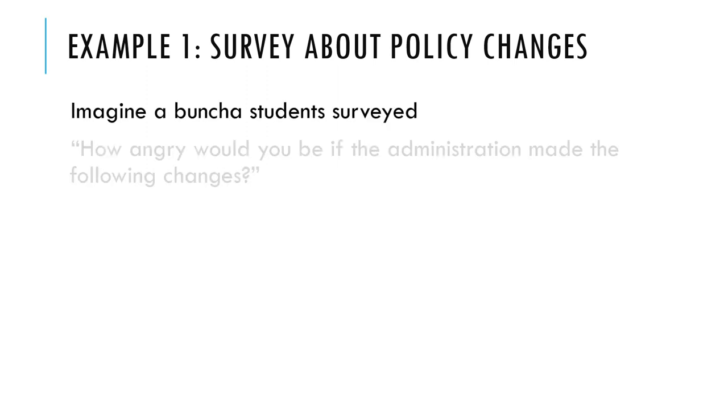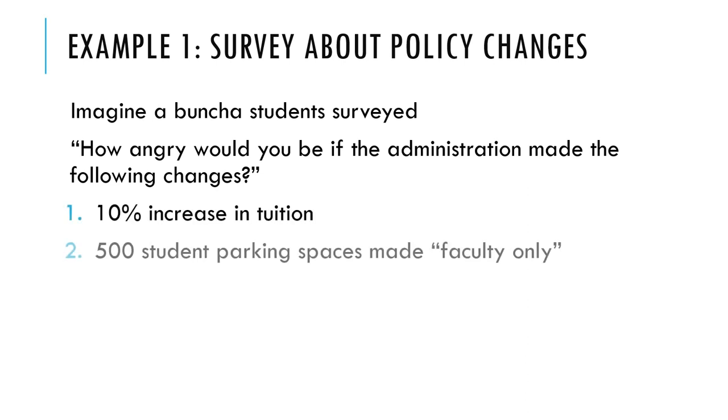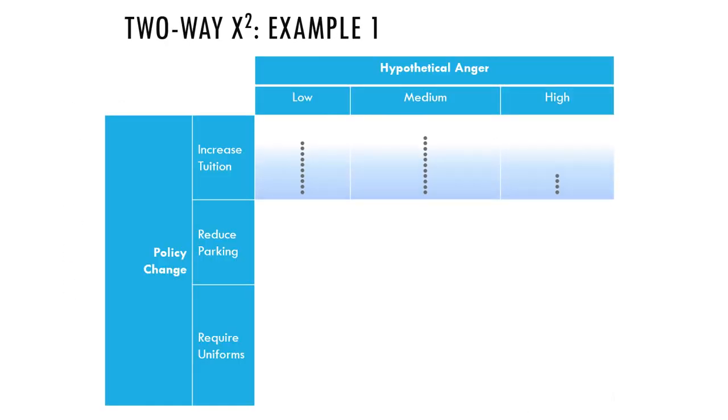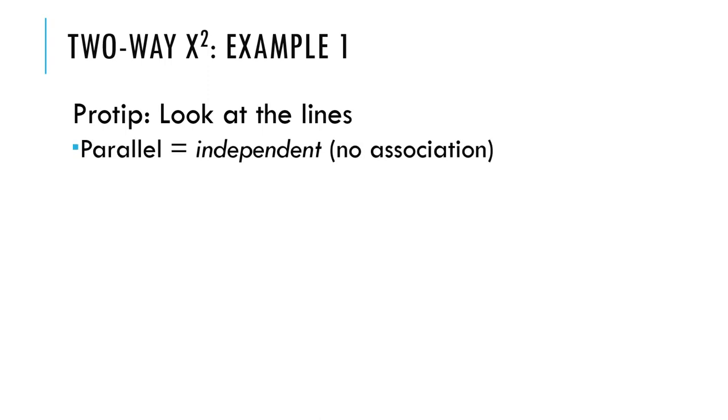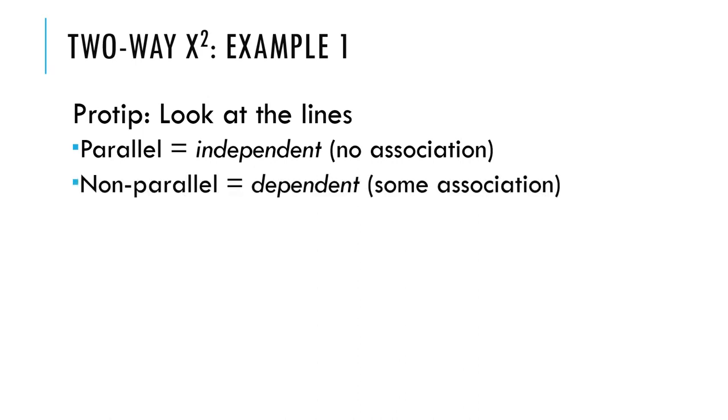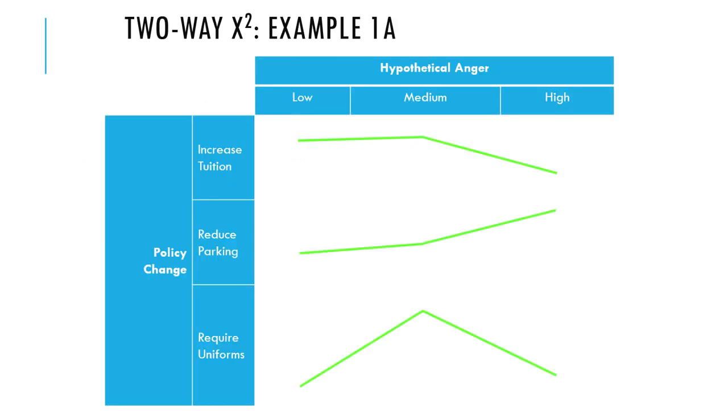So going back quickly through the survey about policy changes, etc. Going back through this example, we can see that when there was dependence in the variables, the pattern of frequencies across, say, the rows depended on which column you were in, or the pattern of frequencies across columns depended on which row you were talking about. A quick way to think of that is that the lines are not parallel. So parallel lines in a graph like that mean the variables are independent of each other, and non-parallel means they are dependent, that there is some association with each other.